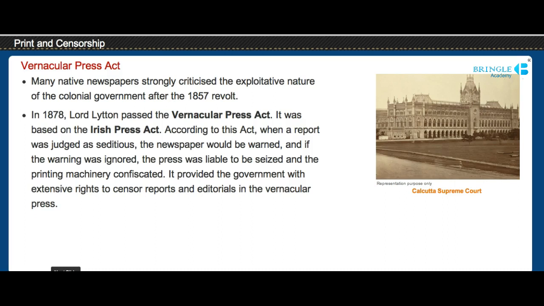According to this act, when a report was judged as seditious, the newspaper would be warned, and if the warning was ignored, the press was liable to be seized and the printing machinery confiscated. The nationalists considered the act as discriminatory and fought for its repeal.